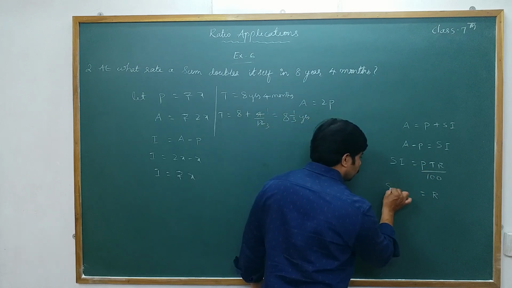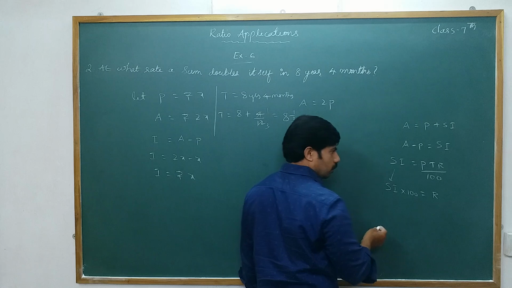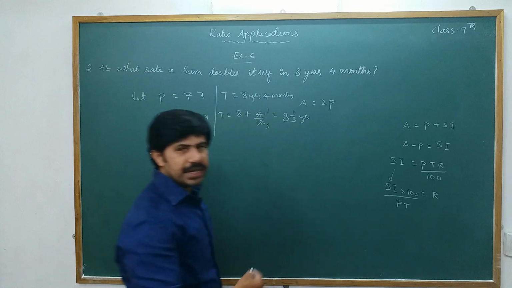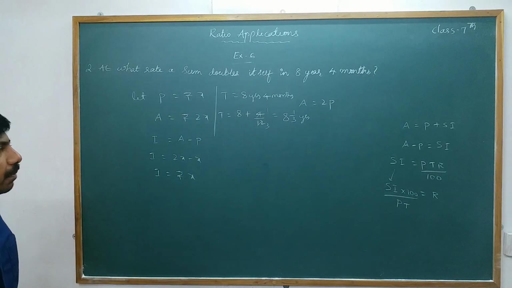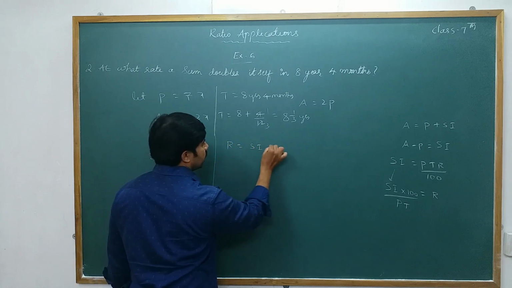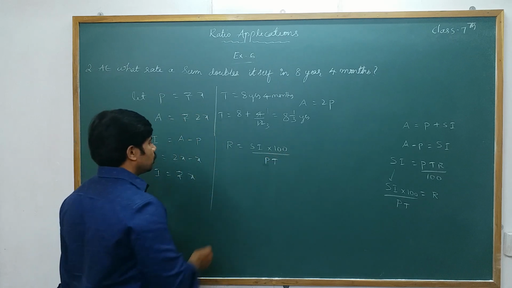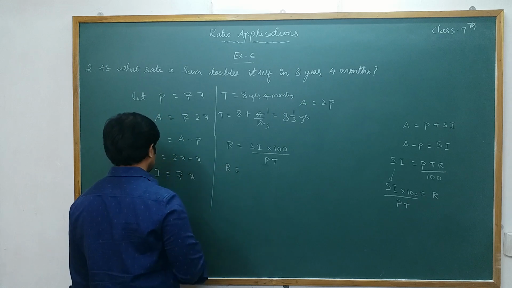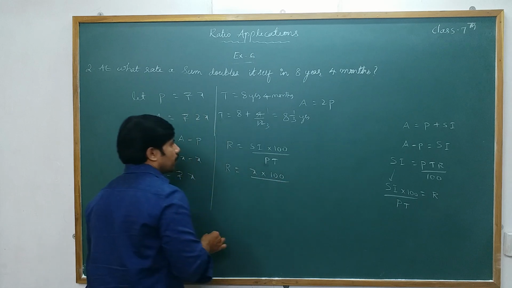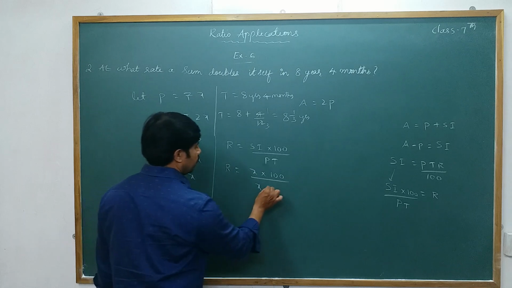So R is equal to SI into 100. See, already we have SI as it is, 100 we have to cross multiply, and except R, the remaining terms you have to cross multiply. It is PT. Now R is equal to SI into 100 by PT. So now we write R is equal to SI into 100 by PT. SI or I is the same. So R is equal to, what is SI? SI is nothing but X into 100 by, what is P? P is also X into, what is T?